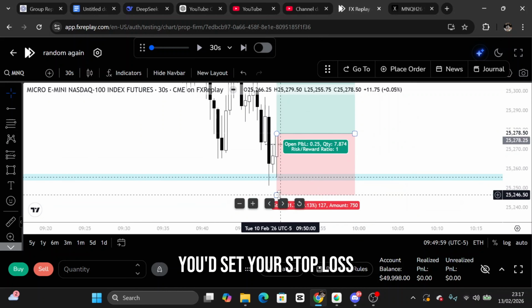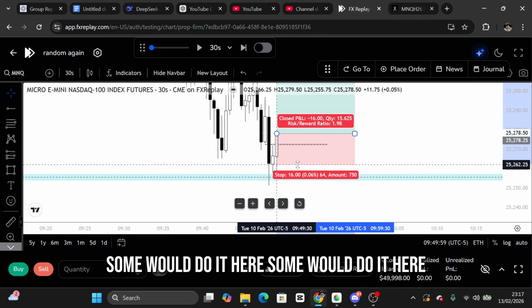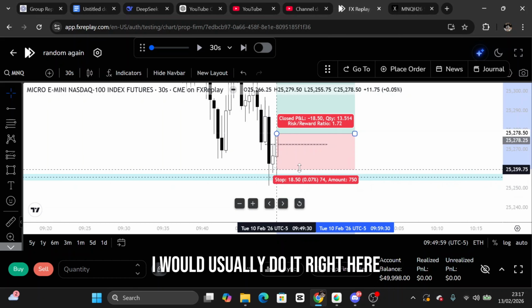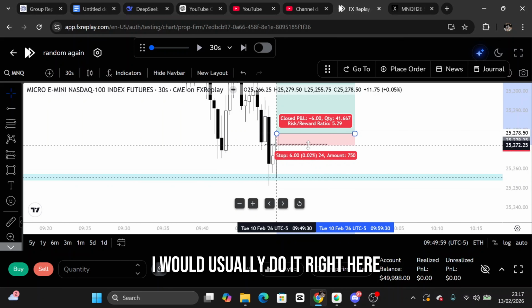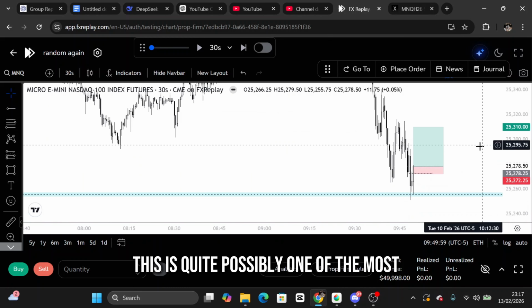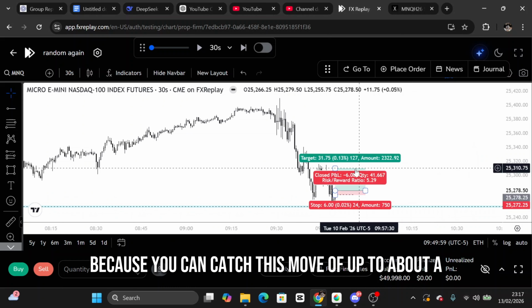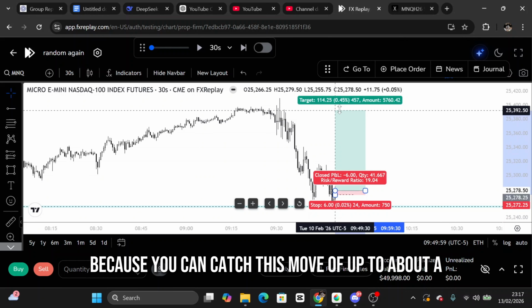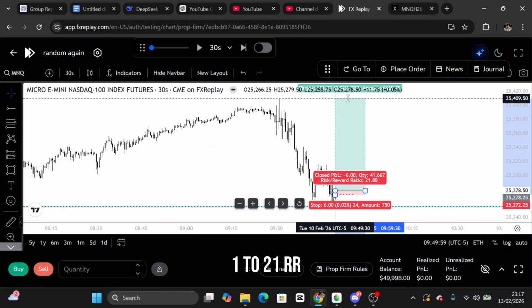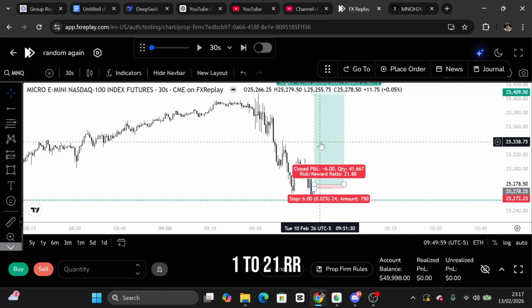You set your stop loss. Some would do it here. Some would do it here. I would usually do it right here. This is quite possibly one of the ballsiest trades ever, because you can catch this move of up to about a 1 to 21 R.